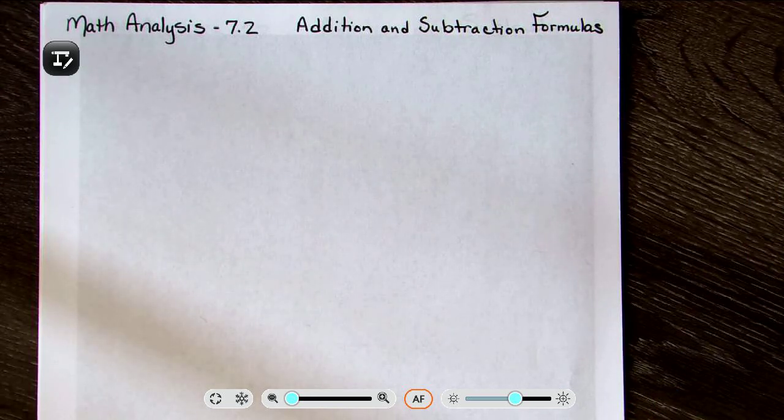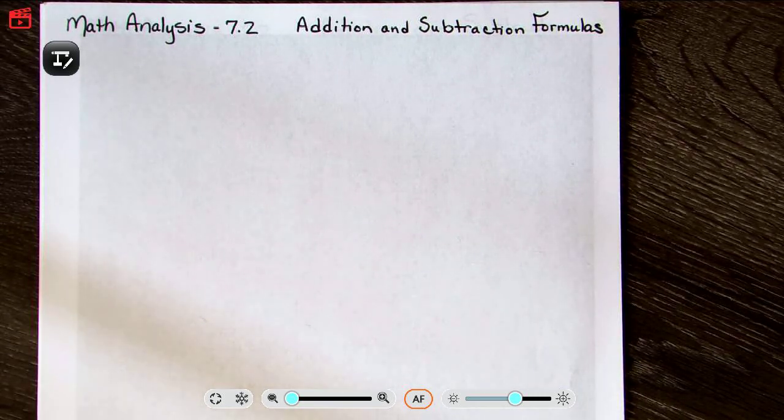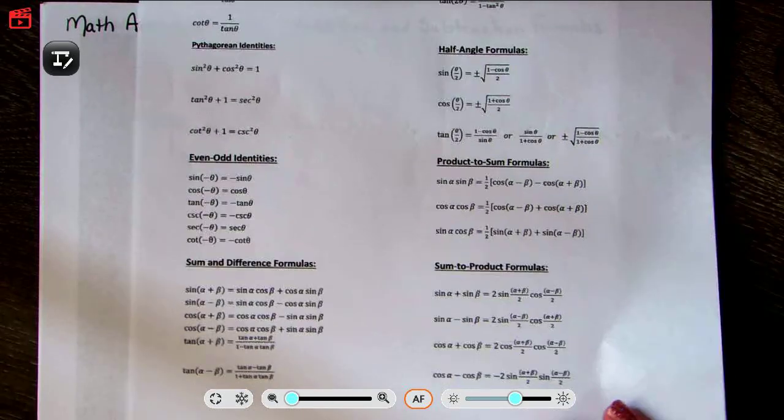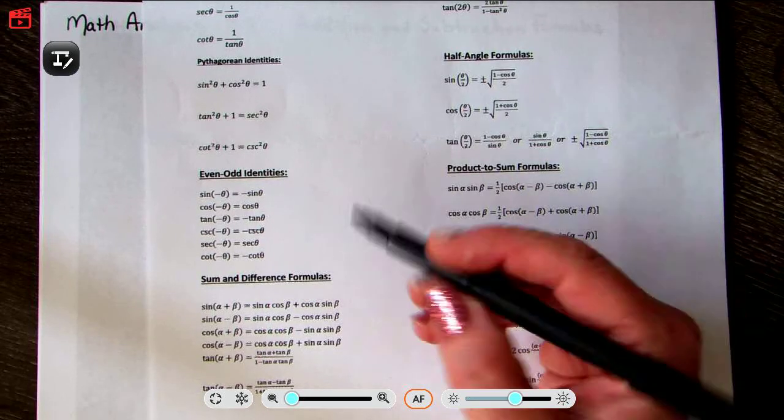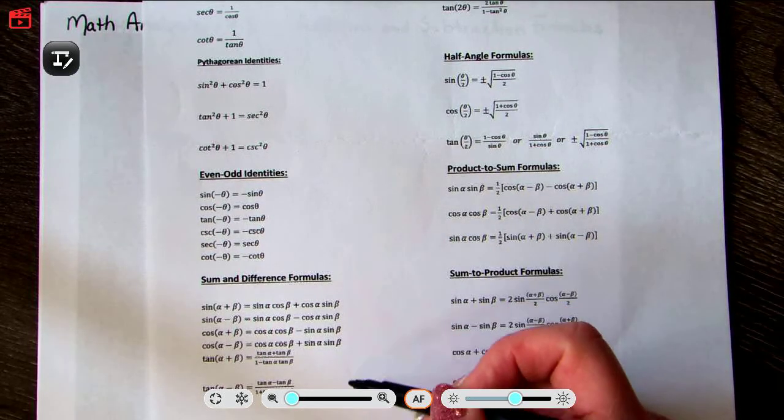Hello, and welcome to Math Analysis or Pre-Calc. Currently we're going to start section 7.2, and this is going to be talking about the sum and difference formulas, or addition and subtraction formulas. On the sheet that I've provided for you, the sum and difference formulas are the ones down on this first column here.